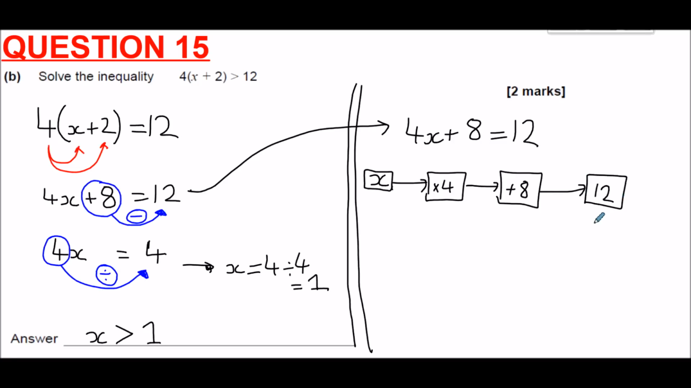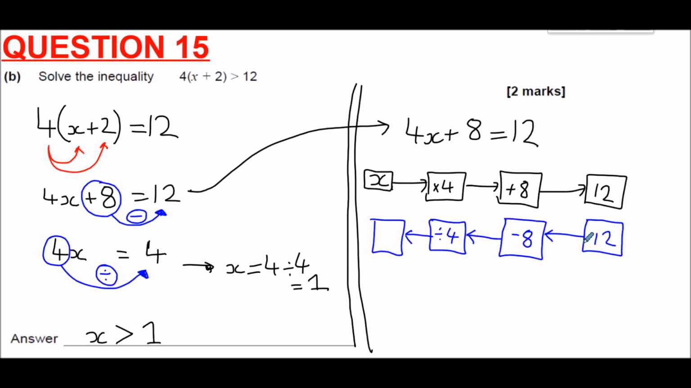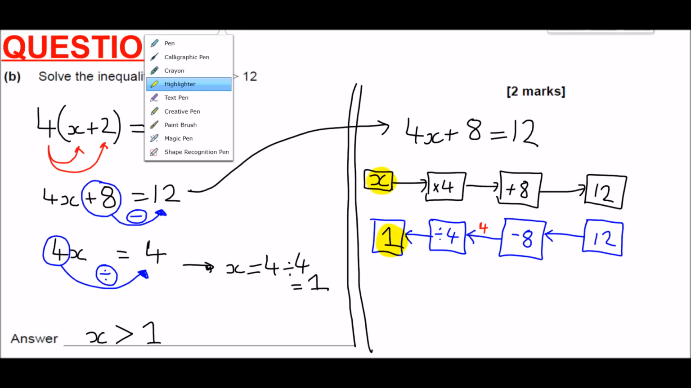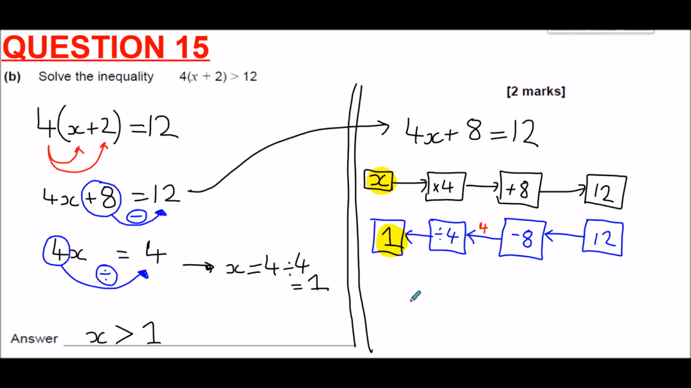Now we can start at the end and go the opposite way, doing the opposite things. So the opposite of adding 8 would be to take away 8. Opposite of multiplying by 4 is dividing by 4. So let's work this out step by step. And so 12 take away 8 would be 4 at this point, and then 4 divided by 4 would give us 1. And so again, x equals, in inverted commas, 1. But of course we know that was a little fib. X was never really equal to anything because of this inequality symbol. So x is greater than 1.